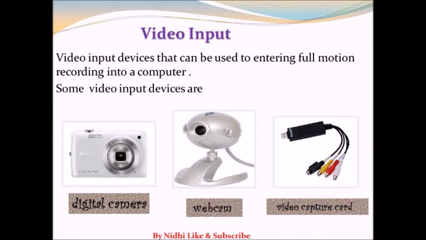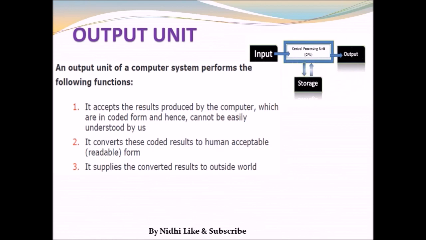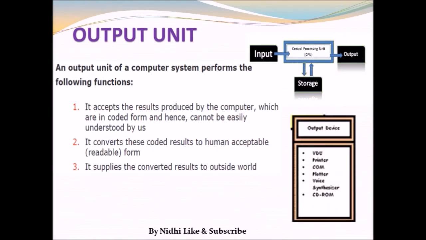Next topic is output unit. An output unit gives us the result in the processed form, that is, we call it information. It accepts the results that are produced by the computer, which are in coded form and hence cannot be easily understood by us. So the output unit converts these coded results into human acceptable or readable form, and then it supplies these converted results to the outside world.